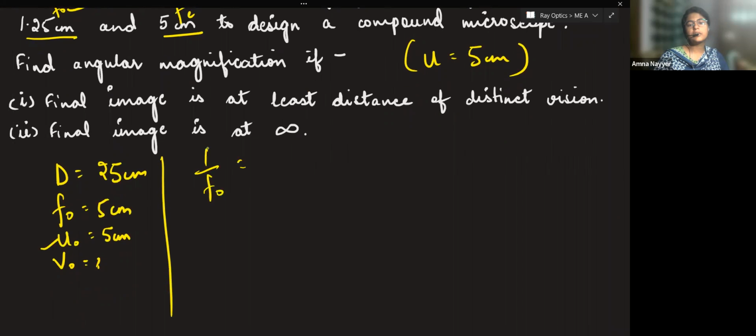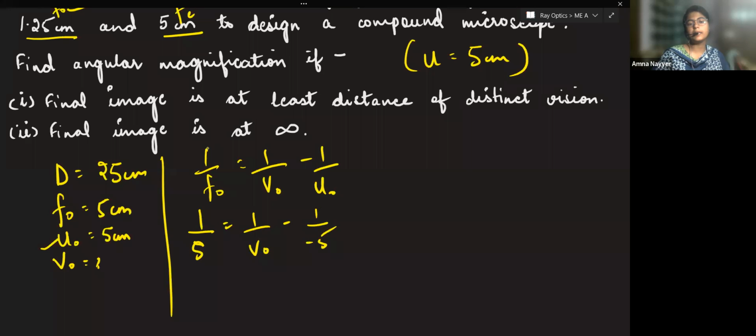So see, 1 by f naught is 1 by v naught minus 1 by u naught. In lens formula, we put the sign conventions. Lens formula requires sign convention. So we'll put everything here with the proper sign convention. 1 by 5 is equal to 1 by v naught minus 1 by minus 5. Like this, we'll put proper sign conventions. So this will be what? Not 1 by 5, f naught is 1.25. f naught is 1.25. So this will be 1.25 only.